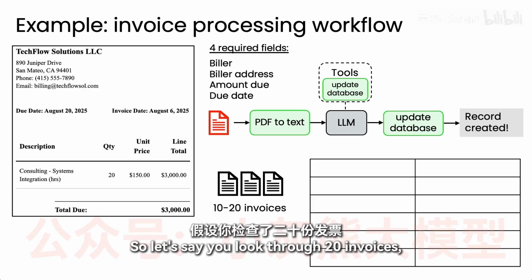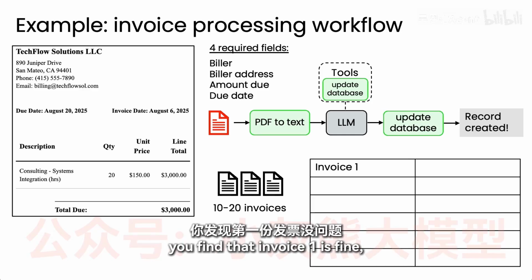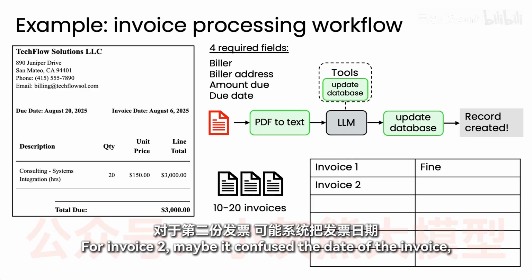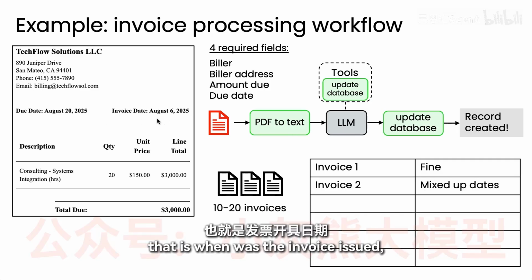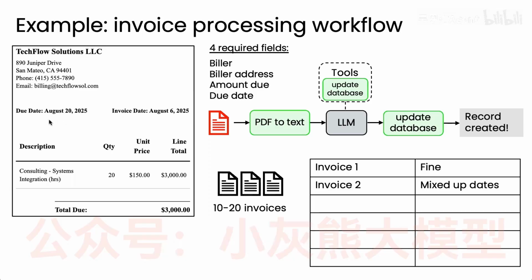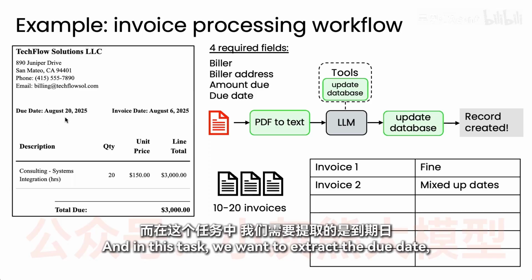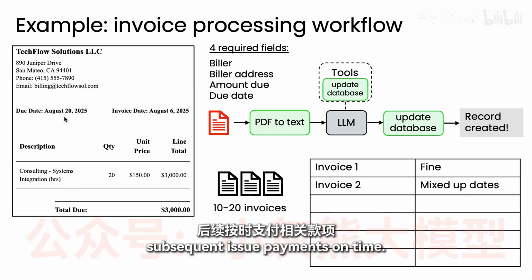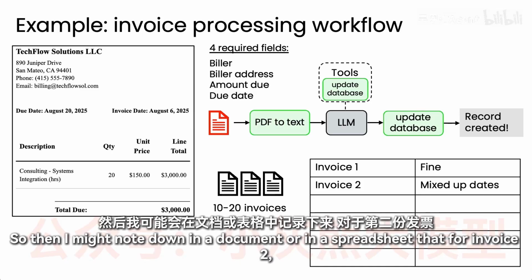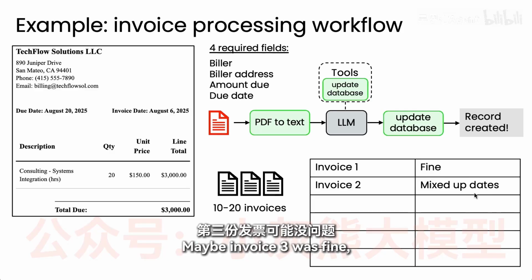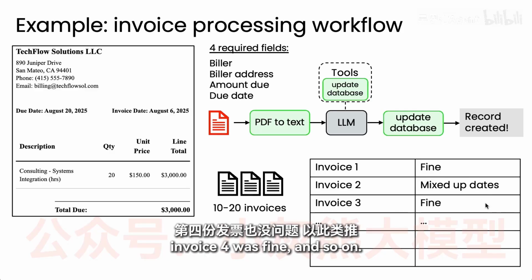So let's say you look through 20 invoices, you find that invoice 1 is fine, the output looks correct. For invoice 2, maybe it confused the date of the invoice, that is when was the invoice issued, with the due date of the invoice. And in this task, we want to extract the due date so that we can issue payments on time. So then I might note down in a document or in a spreadsheet that for invoice 2, the dates were mixed up. Maybe invoice 3 was fine, invoice 4 was fine, and so on.